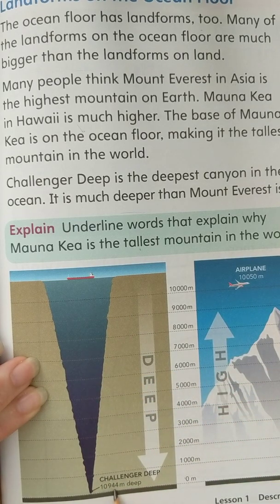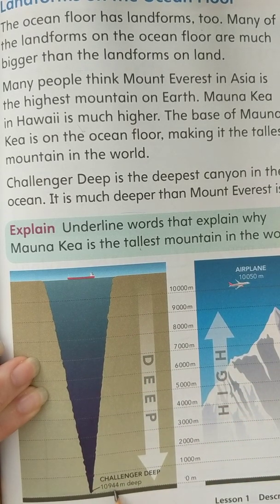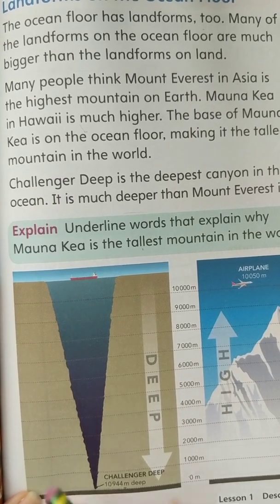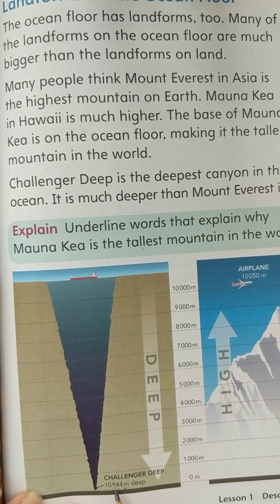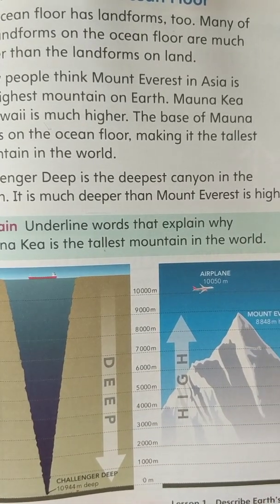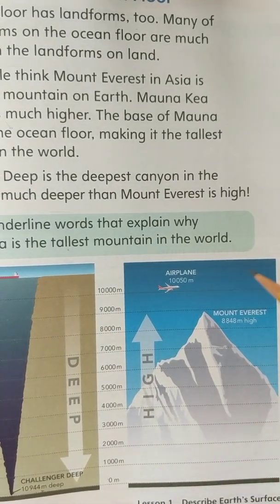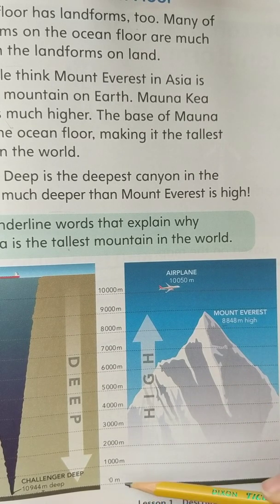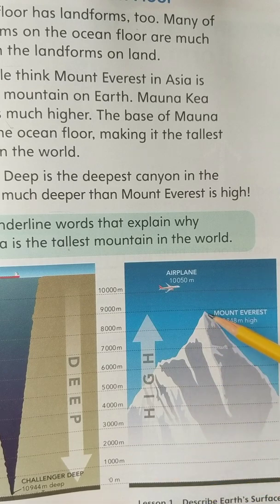It was 10,944 meters. So remember that meter stick that I had in the classroom, that big meter stick? You would need 10,000 of those, almost 11,000, to get all the way down to the bottom of that ocean floor, of that canyon. And then for Mount Everest, it is 8,000 meters high. So that's how tall it is from the base all the way up to the top.